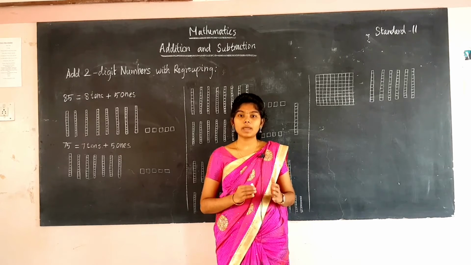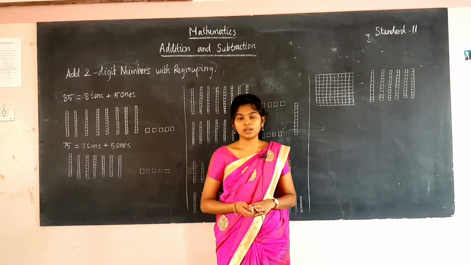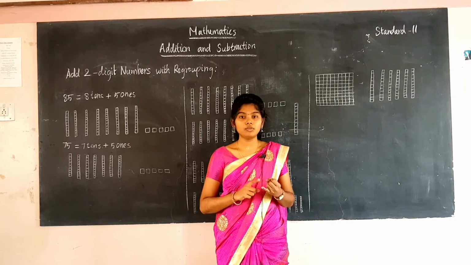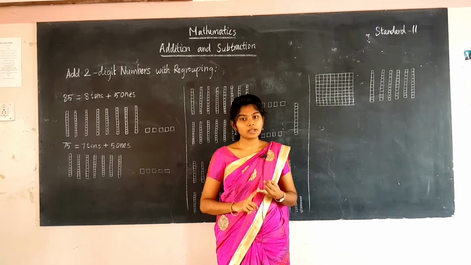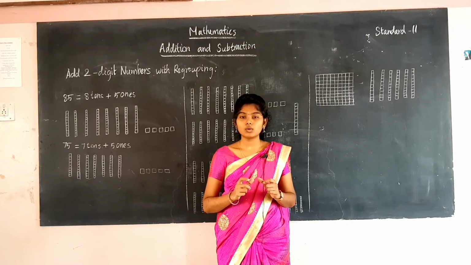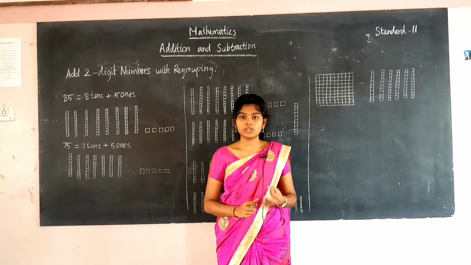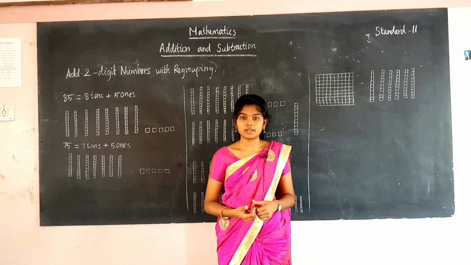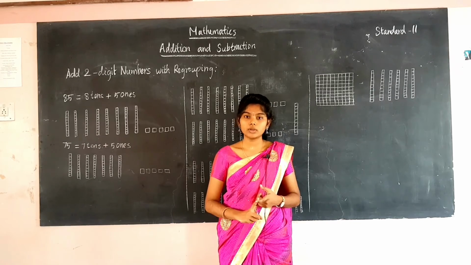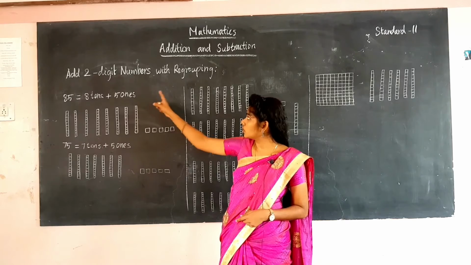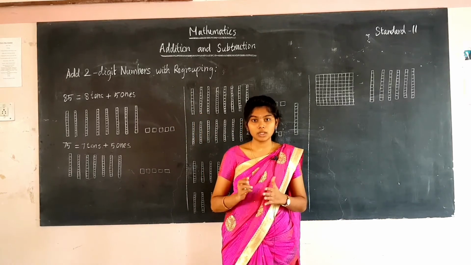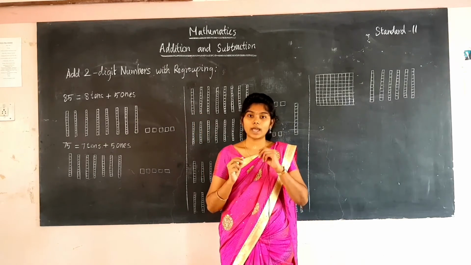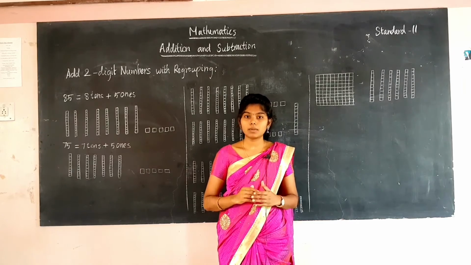You know what is meant by addition and subtraction. Already we have learned addition and subtraction of 2-digit numbers, and we also know how to read and write 3-digit numbers. Today we are going to see addition as well as subtraction. First of all, we are going to see addition of 2-digit numbers with regrouping. With regrouping means the carryover number will be there.